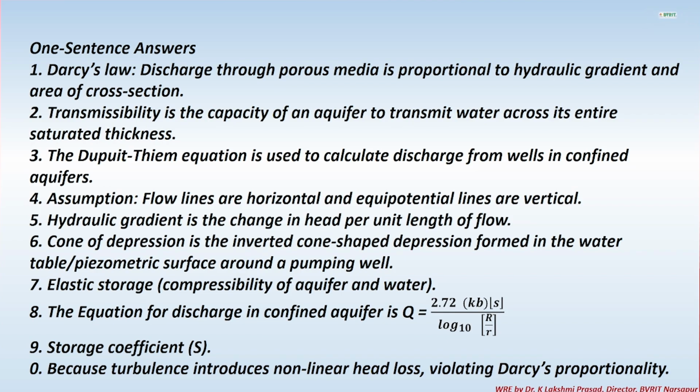The main reason is that for turbulent flow, head loss is non-linear, whereas what we have considered is that head loss is linear. That is the fundamental thing. Then Darcy's law: discharge through porous media is proportional to hydraulic gradient and area of cross section. Transmissibility is the ability to transmit water across the entire saturated thickness, which is equal to Kb. The Dupuit-Thiem equation is used to calculate discharge. Flow lines are horizontal and equipotential lines are vertical. Hydraulic gradient is change in head per unit length of flow. Cone of depression is the inverted cone shaped depression formed in the water table.